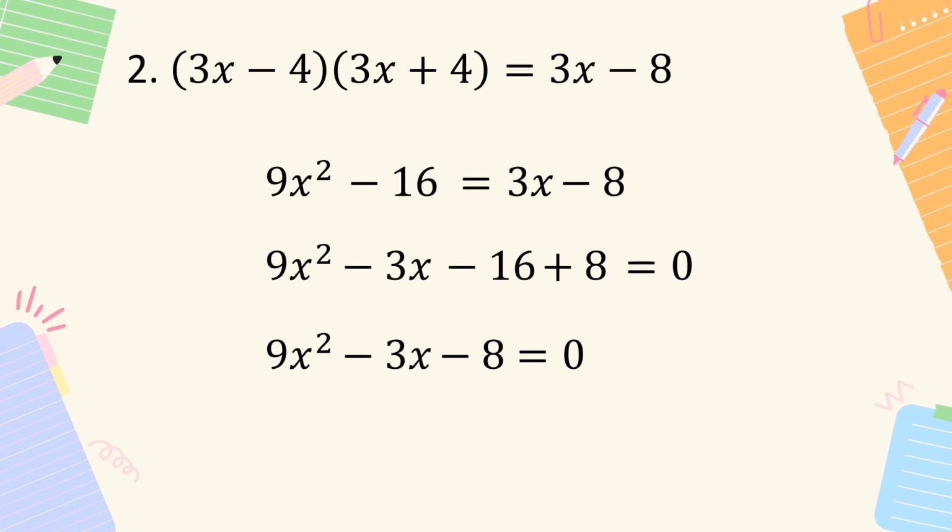We can now identify the values of a, b, and c. The value of a is equal to positive 9. The value of b is equal to negative 3. And the value of c is equal to negative 8.